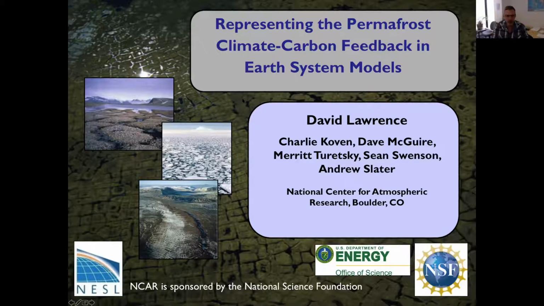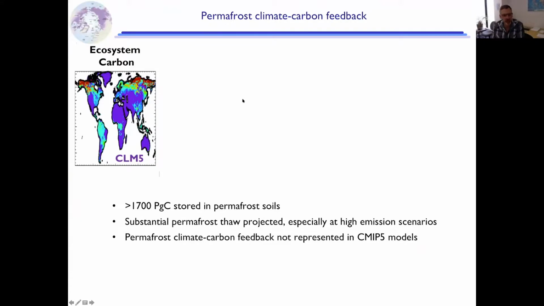Okay, so I'm going to start off with motivation, which I expect most people are aware of, but I want to put it into a slightly larger context of the whole Earth system modeling framework and why we are trying to understand the permafrost carbon feedback. On the left is a model result from a very recent model, the Community Land Model version 5. That's the model that I helped develop and coordinate the development of. We just released this version, and this shows a plot of the total ecosystem carbon as simulated by the model in the year 1850.